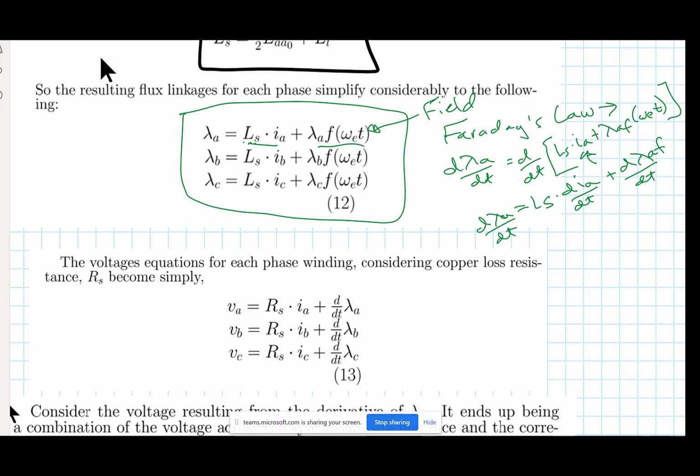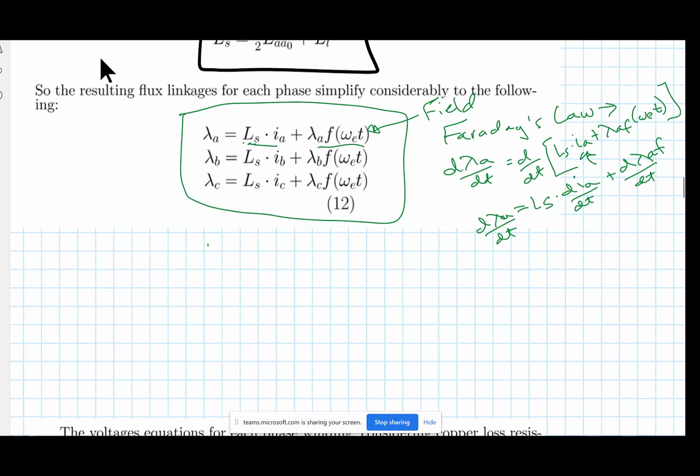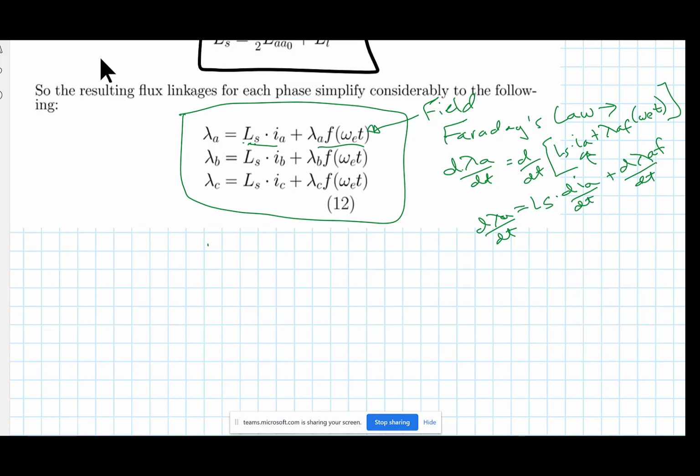Now what you actually have is, and I want to try to draw a picture here for you. So is everybody with me so far?